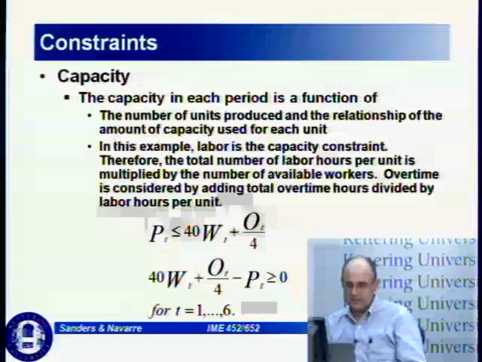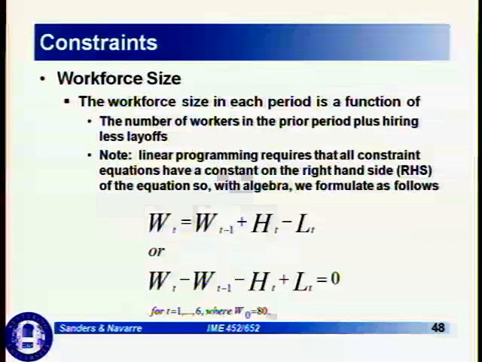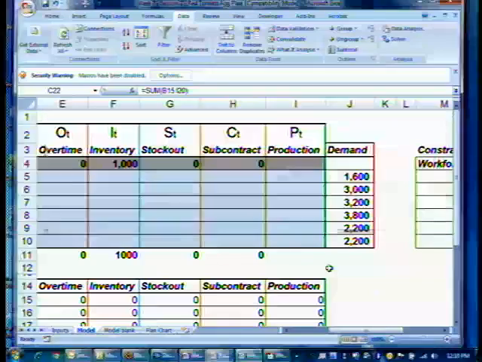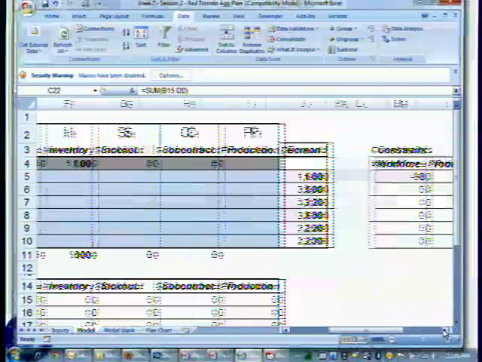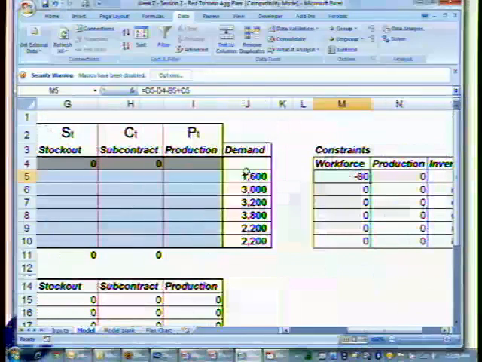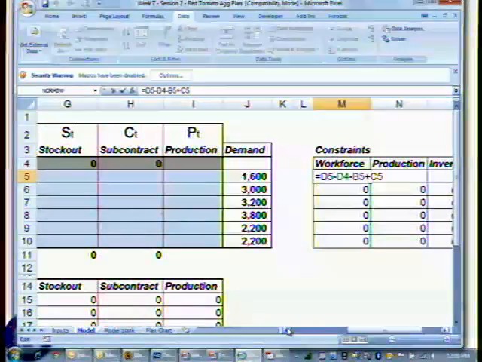You know what? I forgot to describe these. So let me go back and describe the workforce size constraint in the model. You can see here, a simple calculation, not unlike an inventory calculation.